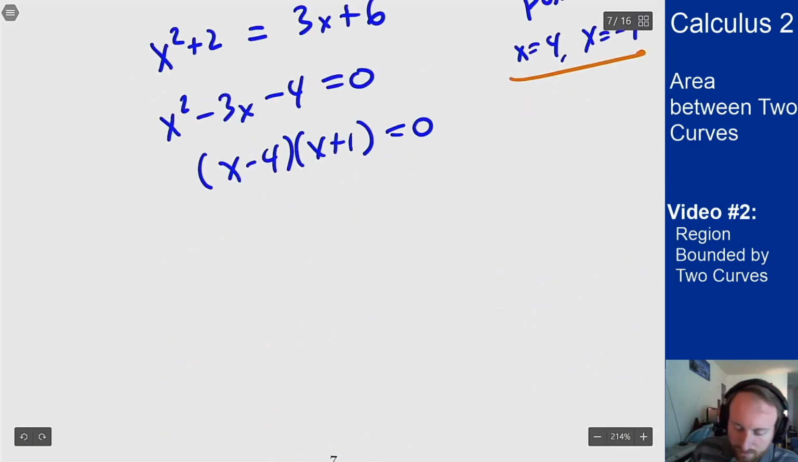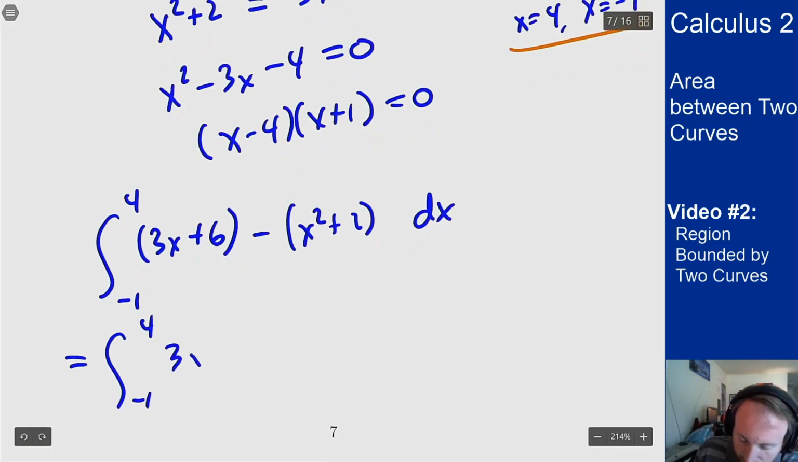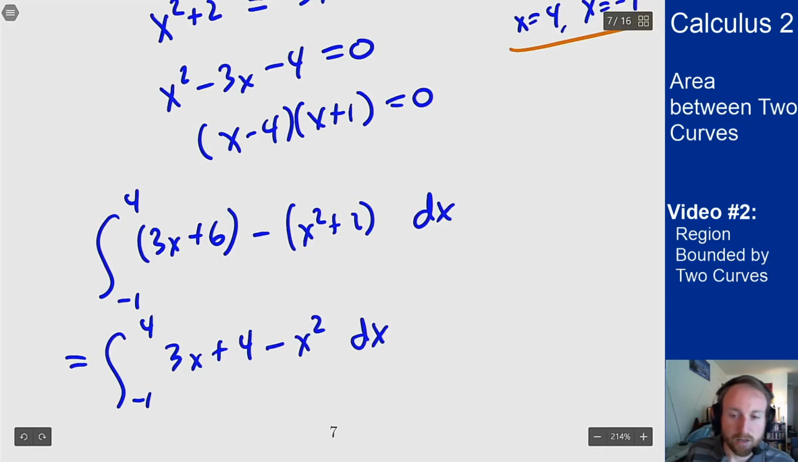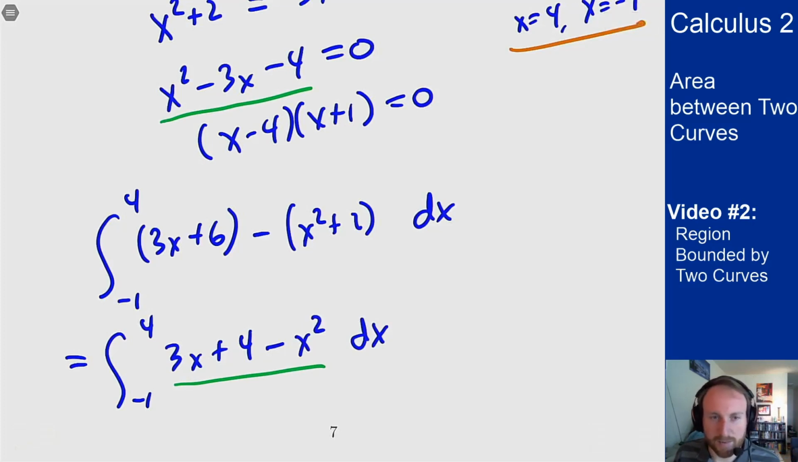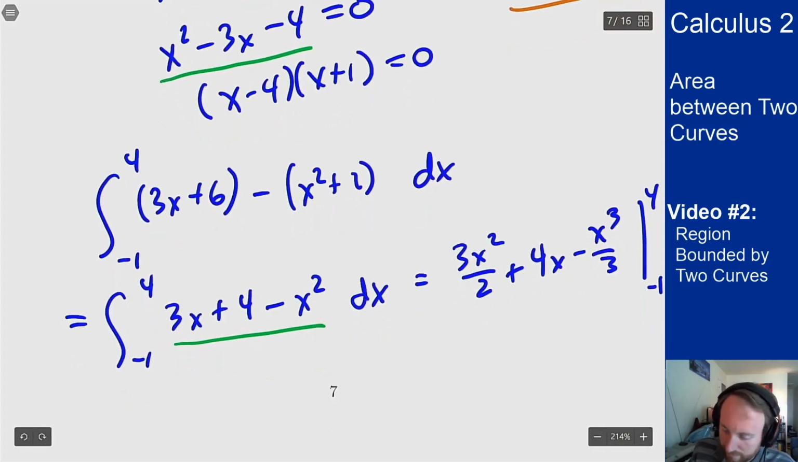Let's work it out. I get the integral from minus 1 to 4 of the top function, the straight line, minus the bottom function, the parabola, dx. Now we just work out the details: 3x plus 4 minus x squared dx. If you notice, this expression is the same as the one we had up here when finding intersections, with a minus sign potentially depending on which one's the top and which one's the bottom, and that will generally always be the case for these sorts of problems. Integrate this to get our antiderivative, and then plug in the endpoints.